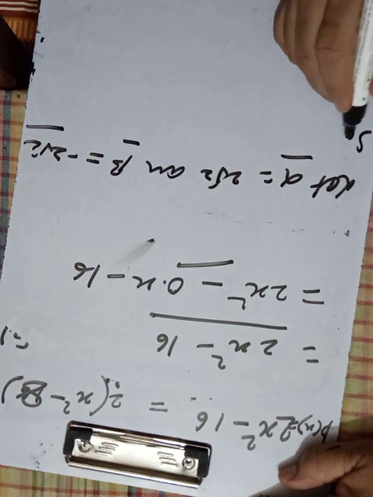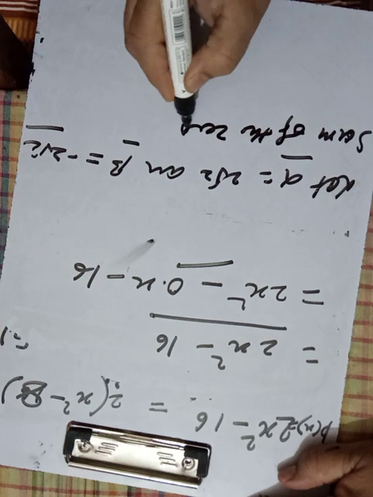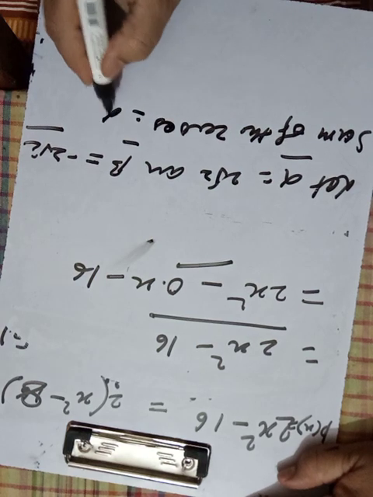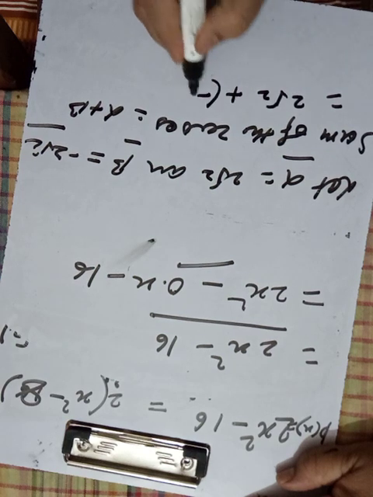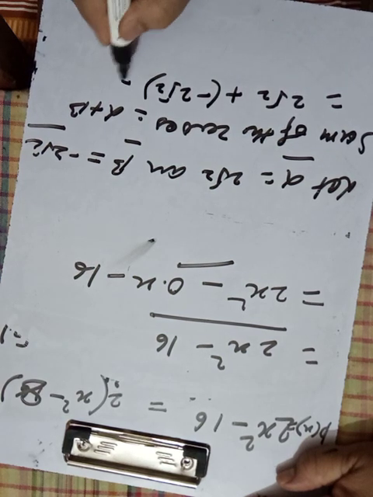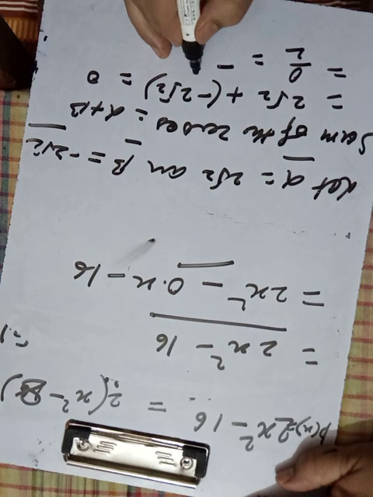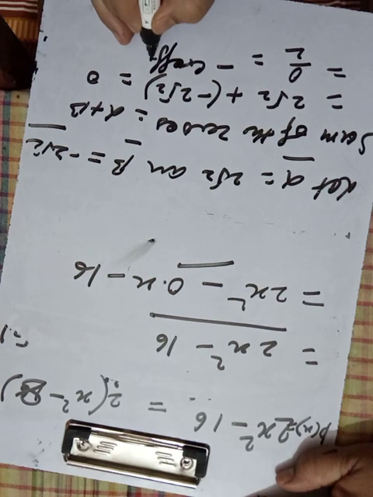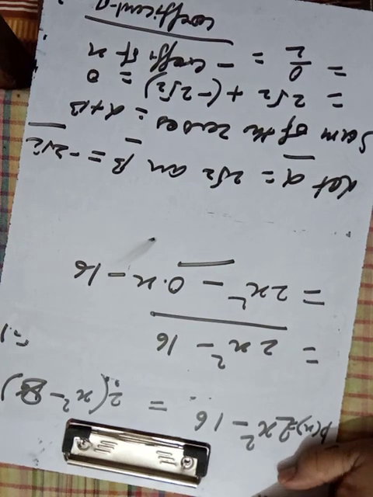Now we find the sum of the zeros, which is equal to alpha plus beta. So we will write 2 root 2 plus bracket minus 2 root 2. So this becomes 0. And we can write this like 0 by 2 as negative into coefficient of x by coefficient of x square. So this is perfectly done.